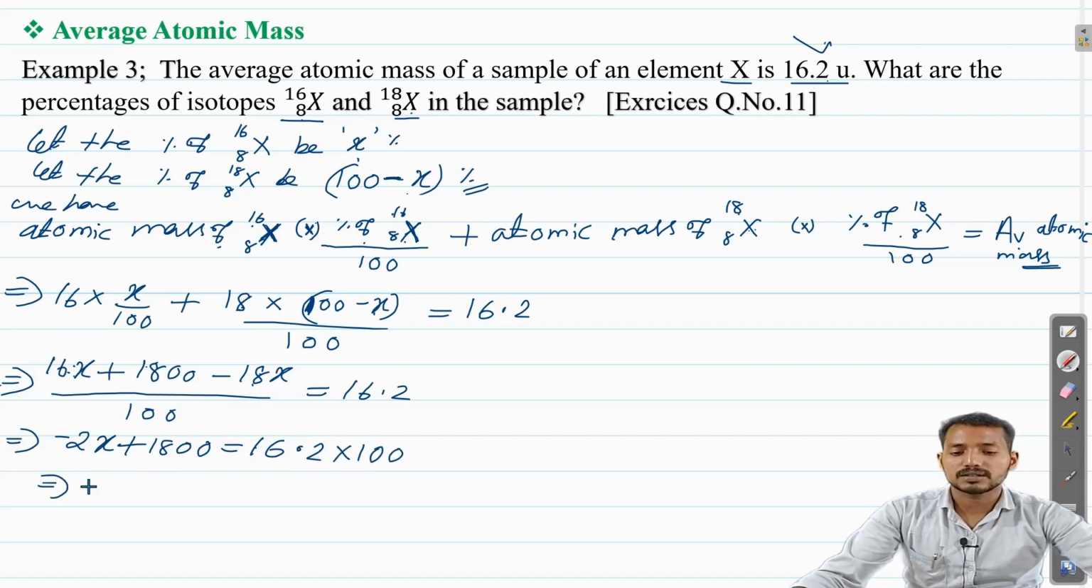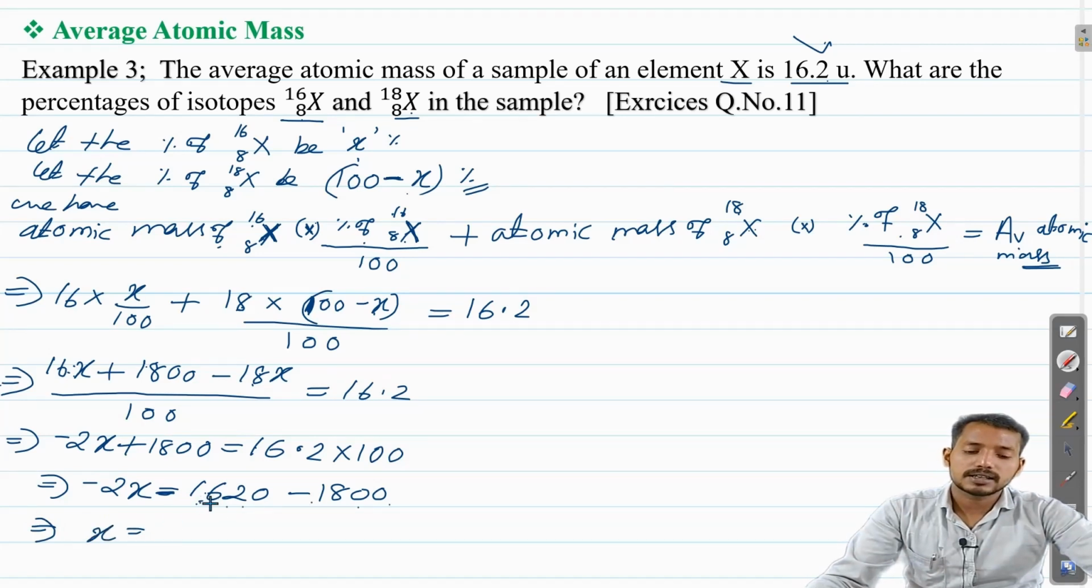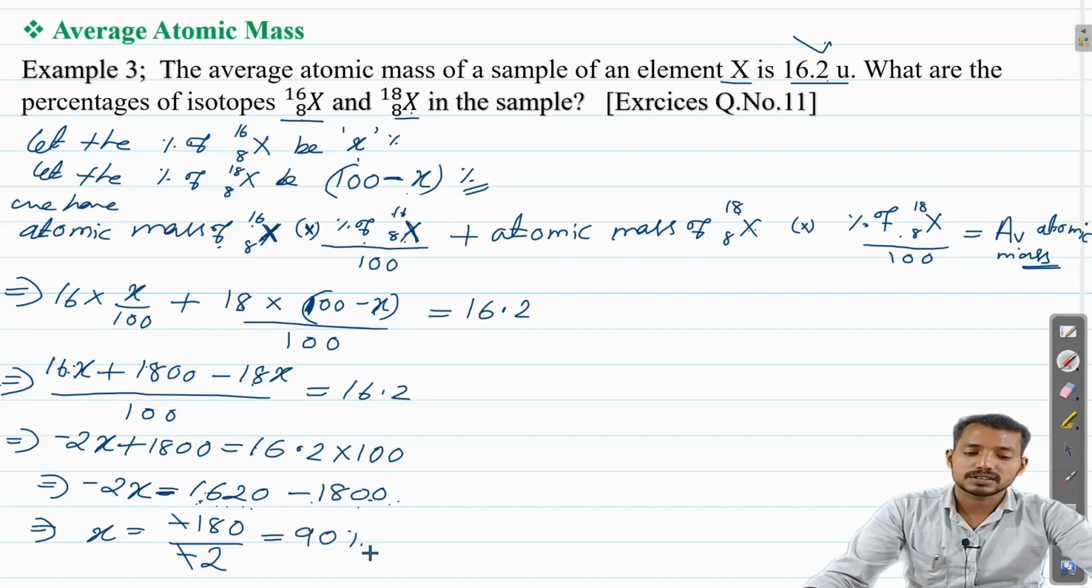That implies, again simplify, minus 2x is equal to 16.2 into 100, which is 1620, and 1800 will become minus 1800. That implies x is equal to 1620 minus 1800, which is minus 180, and minus 2 will come on the denominator, so the minus signs cancel. 180 divided by 2 is equal to 90%.